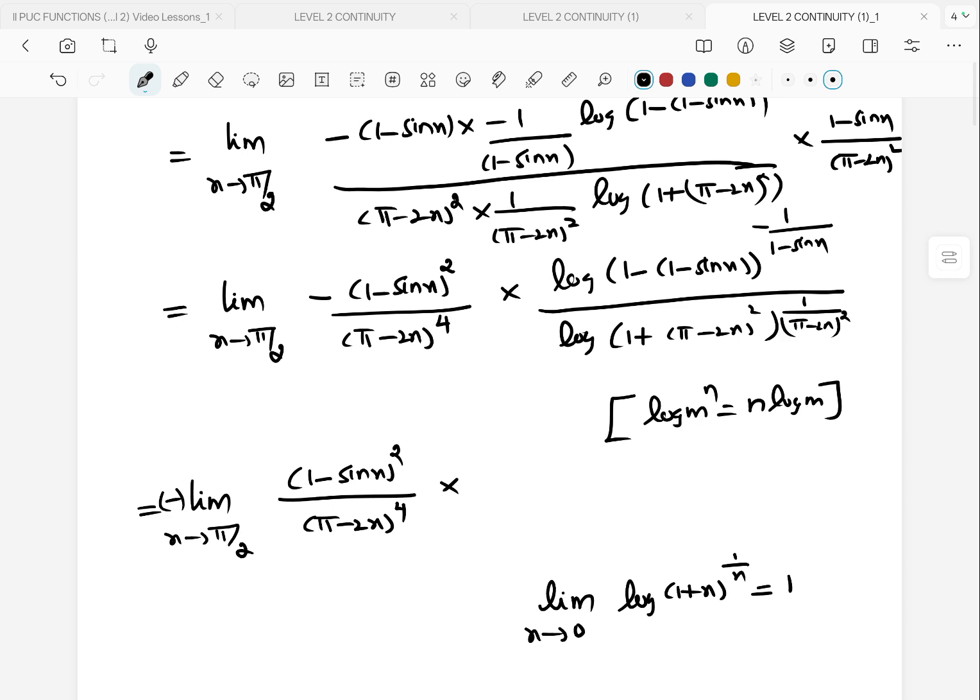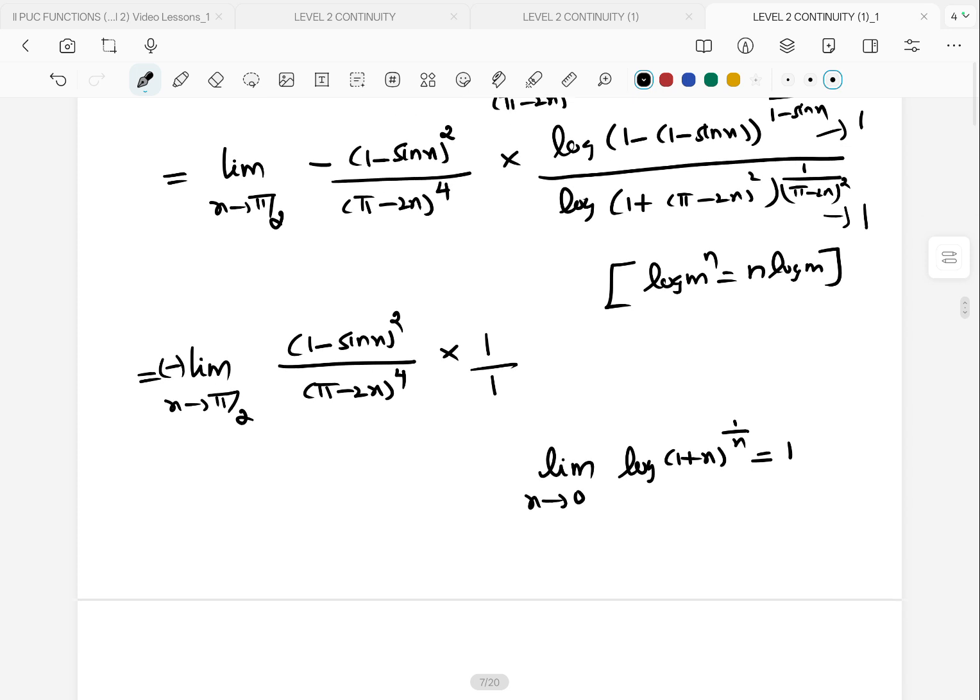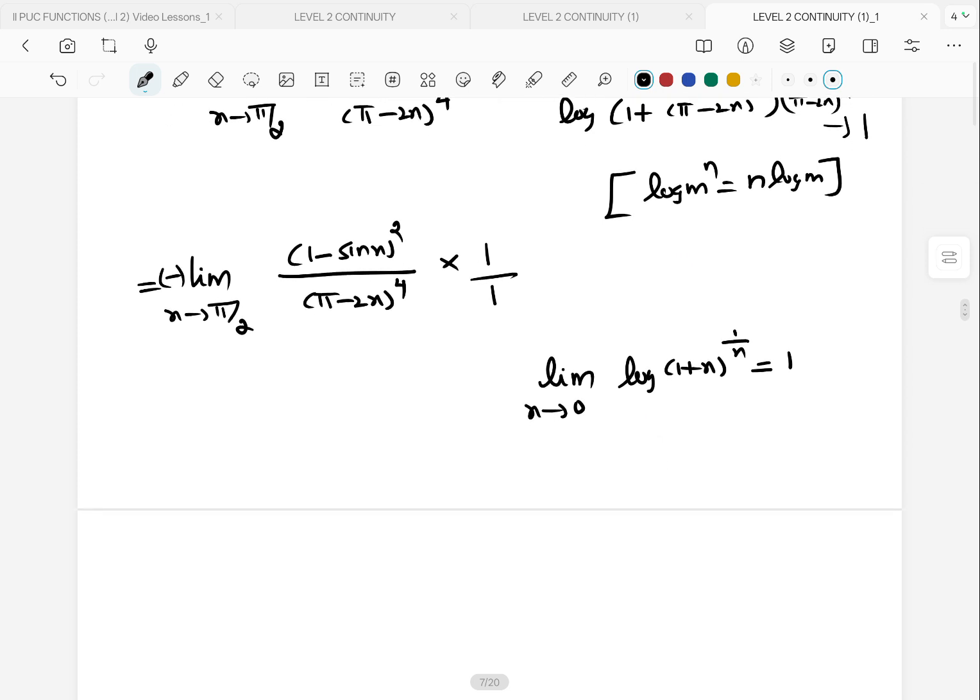Now as x tends to pi by 2, sin x will be sin pi by 2 which is 1. So 1 minus 1 which is 0. So this numerator will be tending to 1. Denominator will also be tending to 1. So this is 1 by 1 by using the standard limit on logarithms. So this is minus limit x tends to pi by 2.